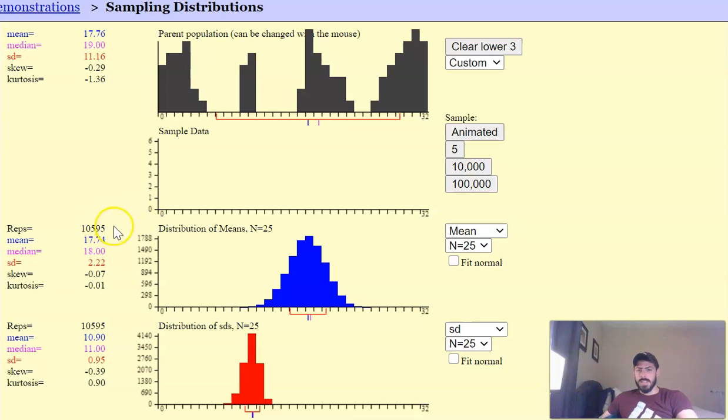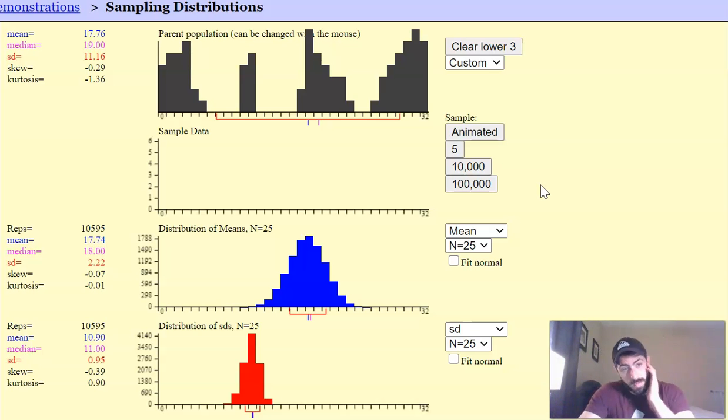The mean is a very close prediction, 17.74 versus 17.76. The mean for my standard deviation histogram is 10.9. It's supposed to be 11.16, so that's also not too bad. And yeah, we got something that looks normal. So the whole point of this demonstration is to show you that even if you start with something that is not normally distributed at all, you can make a sampling distribution from that data and use that to predict a mean for the population or a standard deviation for a population, or whatever parameter you're looking for.